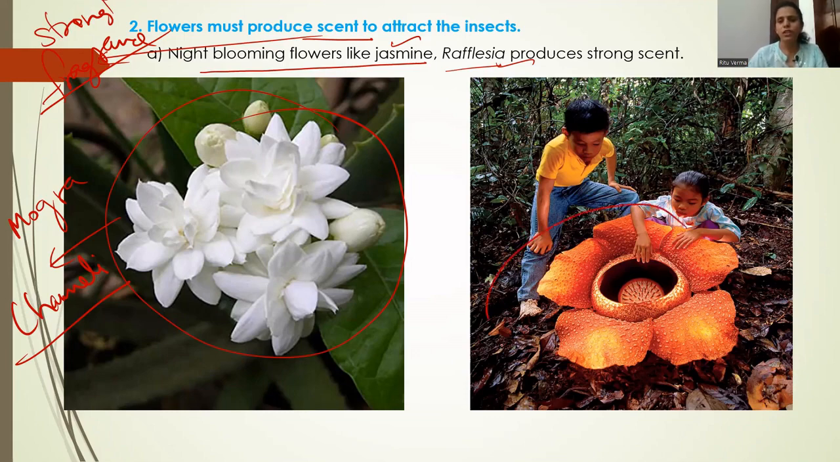And this is rafflesia. Rafflesia is one of the largest flowers found on the earth of any angiosperm, and this rafflesia produces a very strong smell of rotten meat, or rotten flesh. Some of the insects are highly attracted towards this smell of rotten meat or flesh, and these insects help in the pollination of this rafflesia.